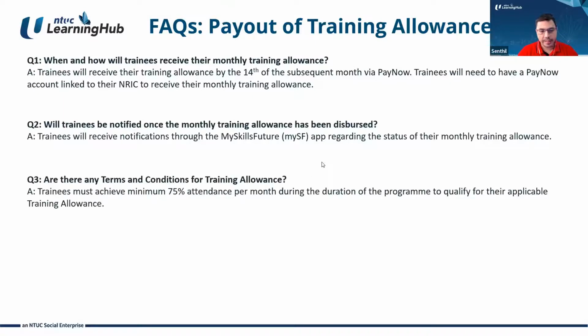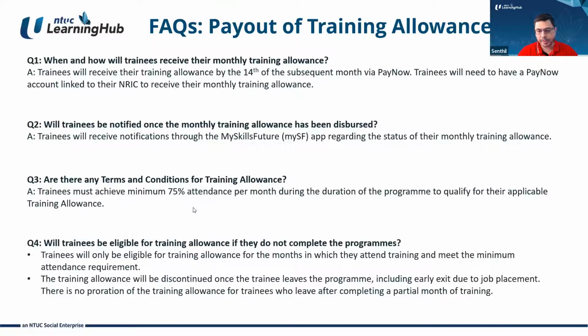The third question: are there any terms and conditions for training allowance? This one I covered before. Every month, the participants are required to achieve a minimum of 75% attendance to be eligible for the training allowance for that month.